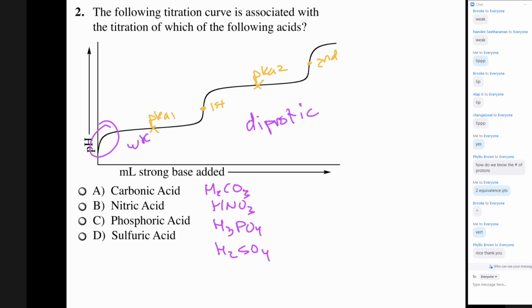Yeah, half equivalence point is right in the middle of the buffer region. So the buffer region's here, the middle of the buffer region, the half equivalence point is the pKa, exactly.